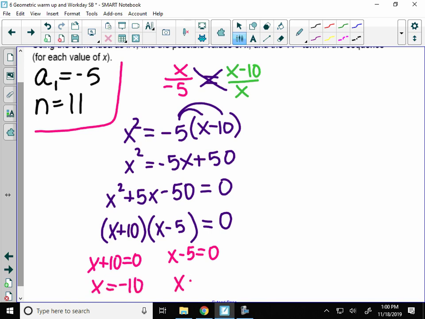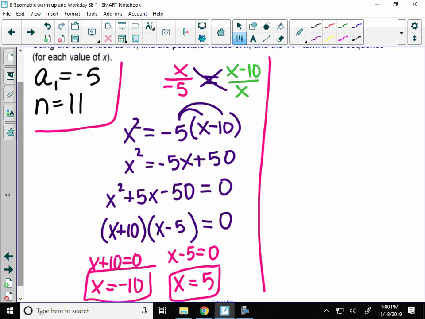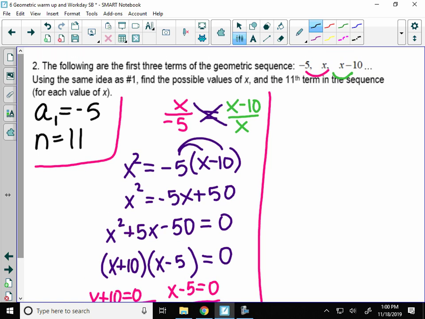-10 and 5. Those are my x's. That's half of the problem. I found what x could be. You follow me okay? All right. So now we have to do the last part of the problem, which is to find the 11th term of the sequence. So let's start with x equals -10. Okay, that's where we're going to start.